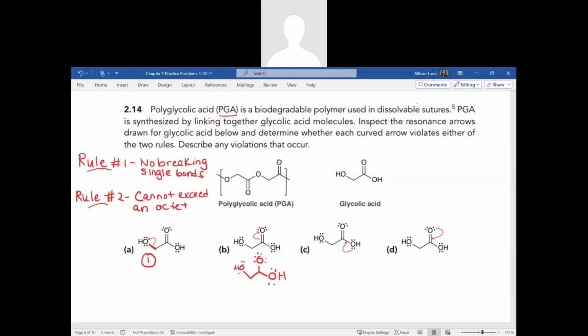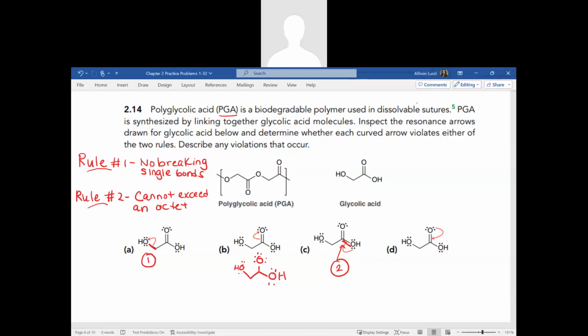Then we have C here. If we moved these lone pair electrons on this oxygen in molecule C to form a double bond here, this would exceed the octet for a second row element, specifically the carbon atom in the middle. So this violates rule number two.